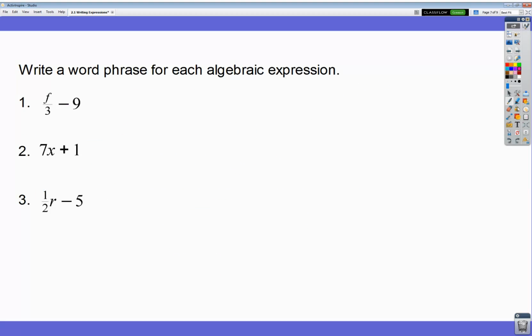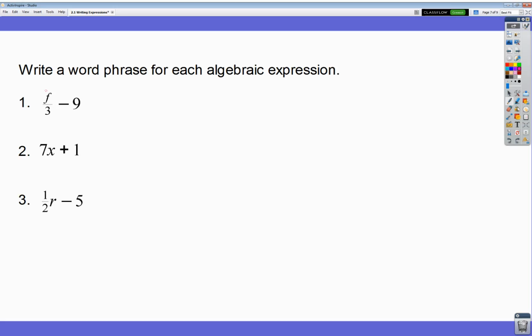Okay, numbers 1 through 3 on this page ask us to go the other way. We're going to write a word phrase for each algebraic expression. So you might want to take a minute and write some word phrases yourself and then come back to check with some of the word phrases that I write. So go ahead and pause the video, see if you can come up with some word phrases, and then we'll check back together to see if any of yours match any of mine.